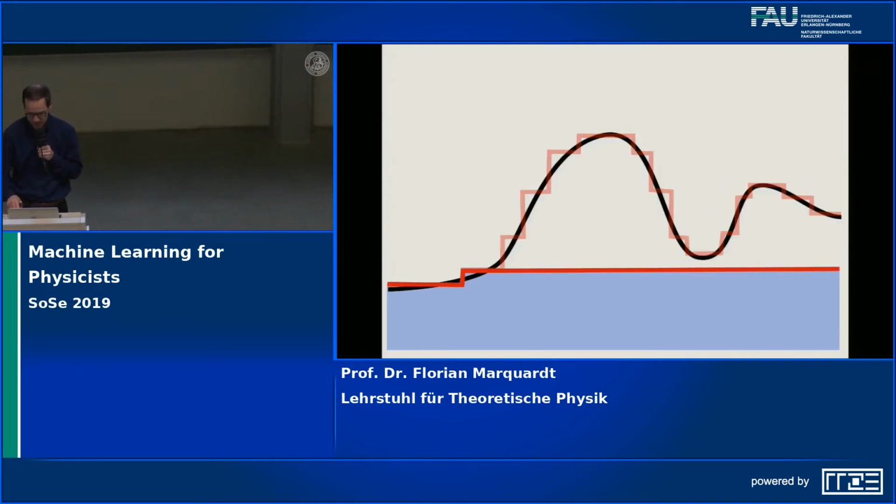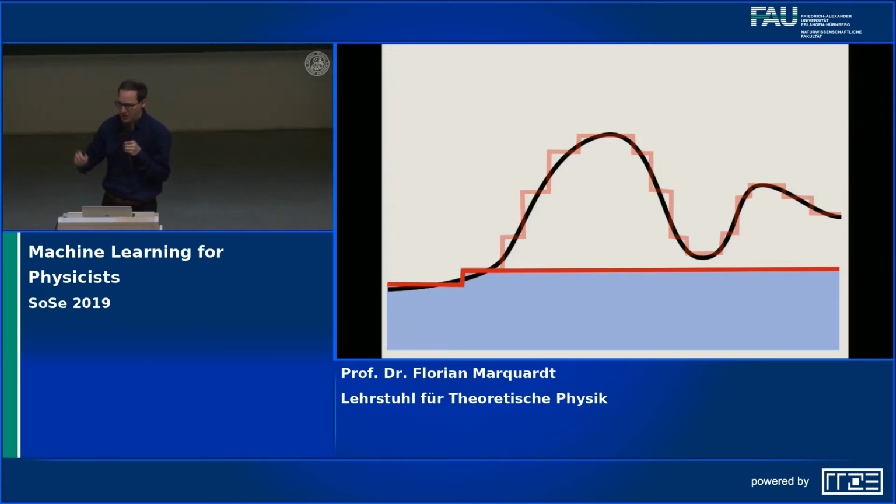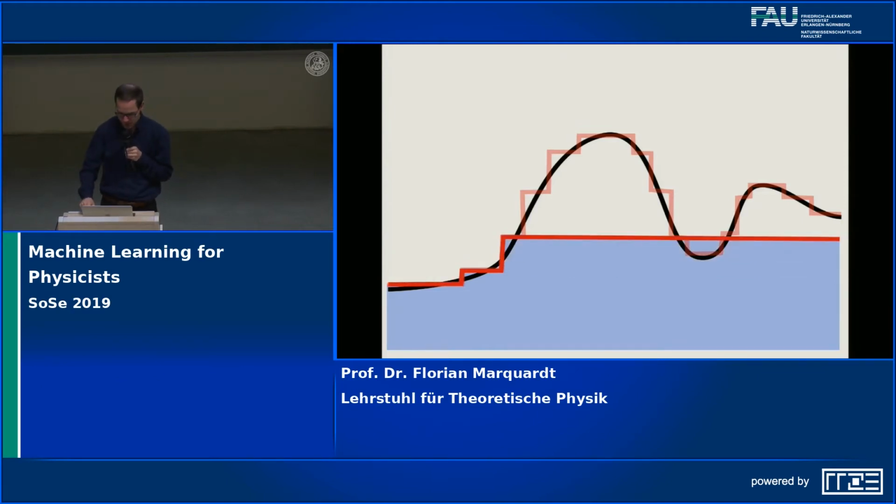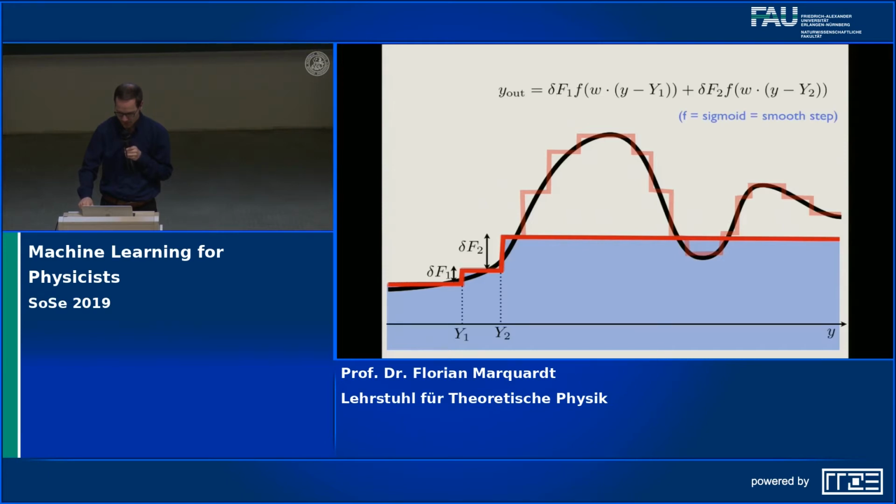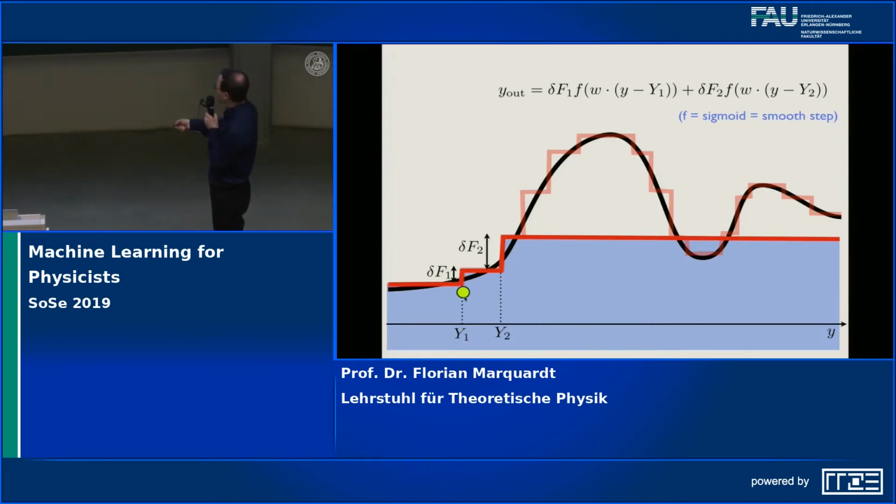Well, maybe we start small. We take one step, and maybe this we can produce using a sigmoid function, and then we will add other steps on top of this, like this. So what is important here is where the steps are located, so y1 and y2 are the positions of these steps, and also what is important is how high these steps are. So I call this delta f1 and delta f2, so these are the jumps in the value. Because if I know this, then I can already produce this simple function with two steps by using my sigmoid function, the f, the smooth step function.